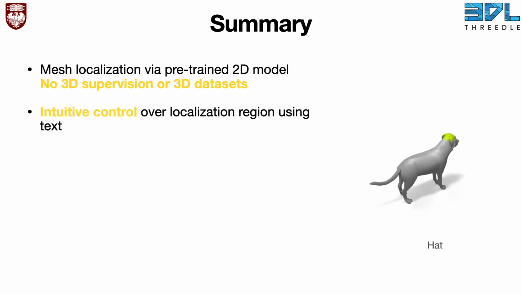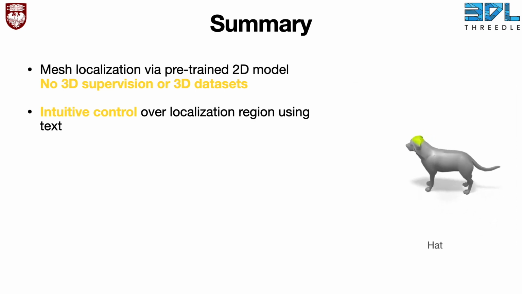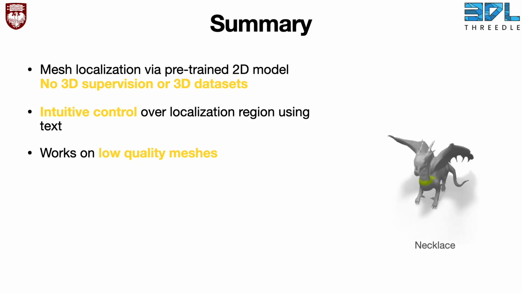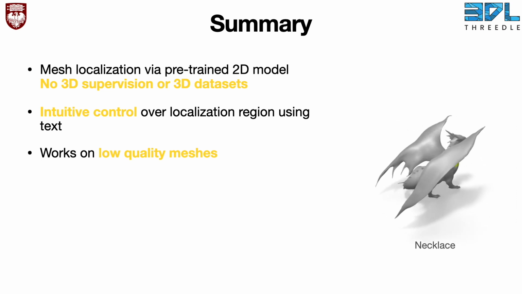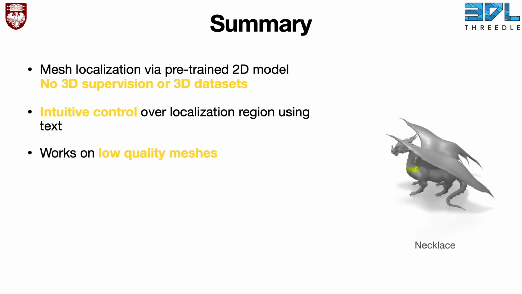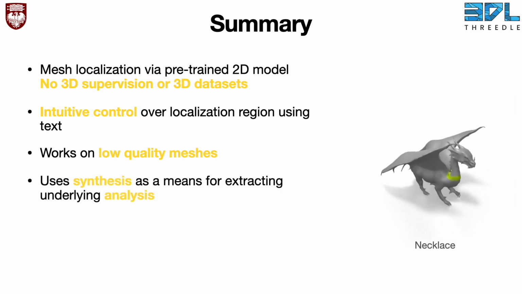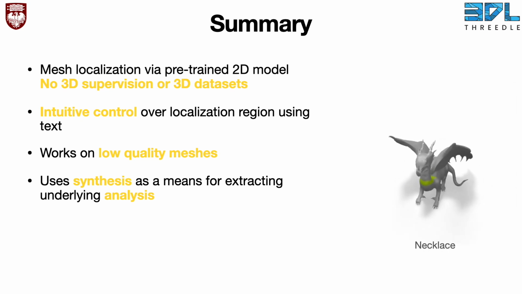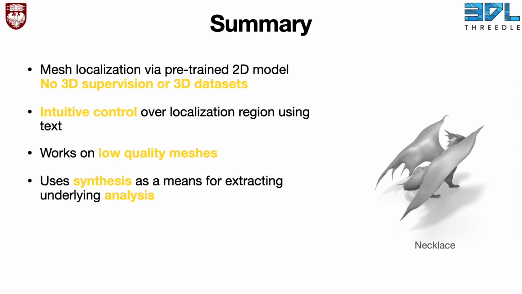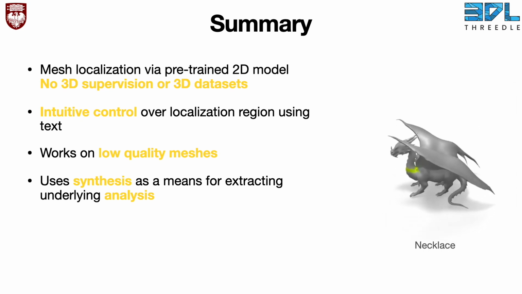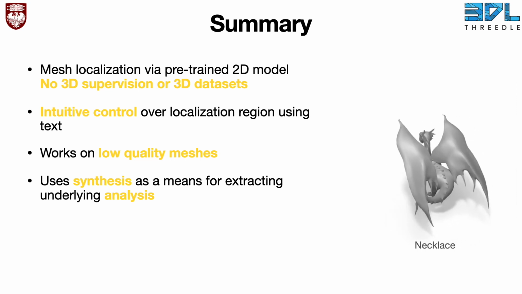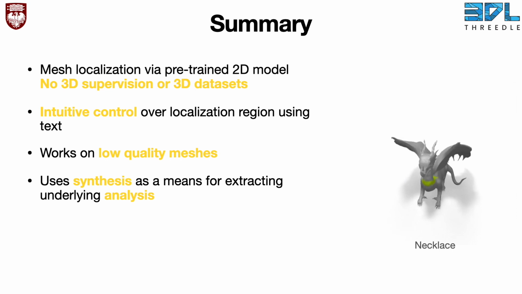To summarize, our method utilizes CLIP, a pre-trained 2D model, and thus requires no 3D supervision or 3D datasets. Our method allows for intuitive control over the localization region using text. Our method learns a neural field over the vertex input space and thus is able to work on various meshes regardless of their quality. Finally, our method uses synthesis as a means for extracting the underlying analysis. The question going forward is, what other properties can we infer via synthesis? If we are able to extract localizations here, what else can we extract?